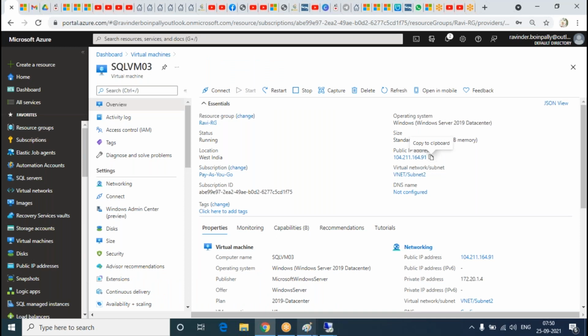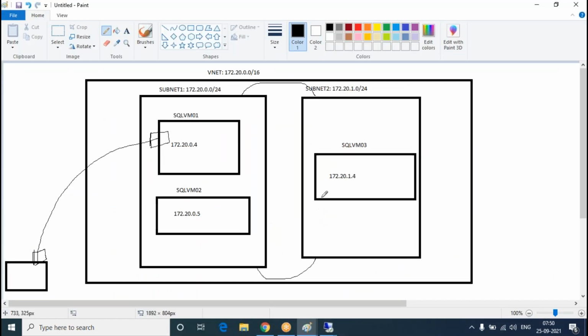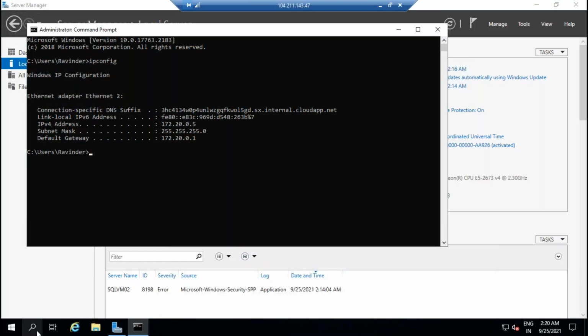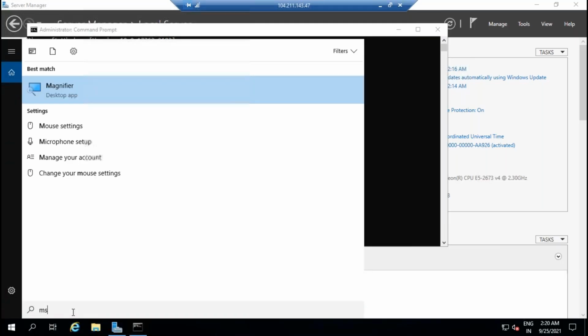The rule I want to build is that these two VMs should not talk to this VM. So right now, if I go from here, MSTSC.